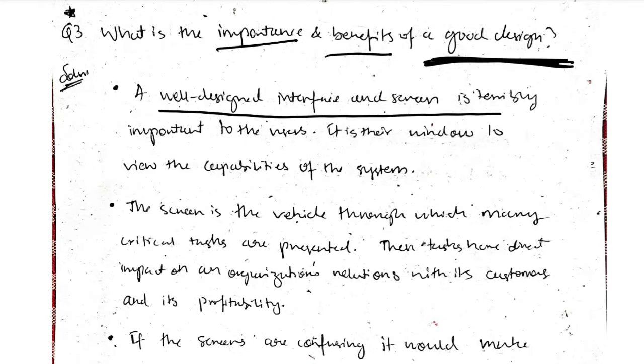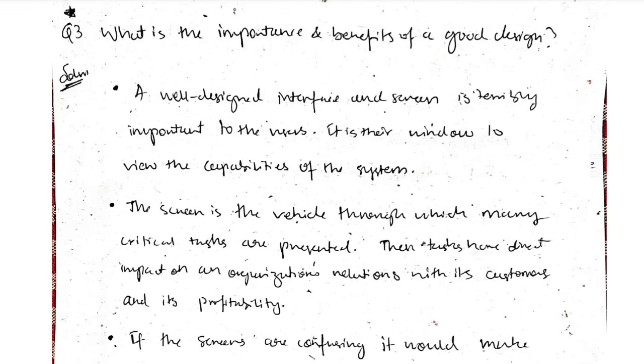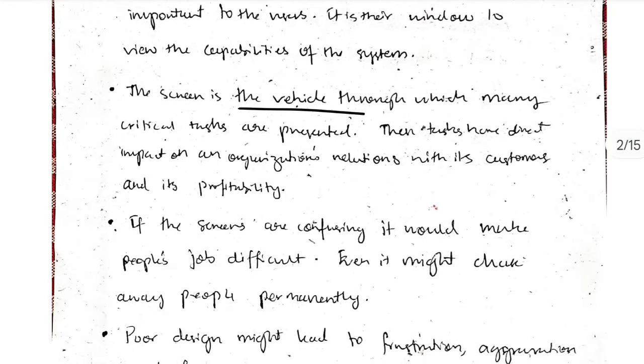A well designed interface and screen is terribly important to users. It's the window to view the capabilities of the system. By using the screen only, you can understand the system, so the screen is a very important thing. It's a vehicle to do many critical tasks of the day. Organizations, if they want to present a PPT and pitch their business ideas, all of those things require a screen. The screen should be good so that everything goes fine.